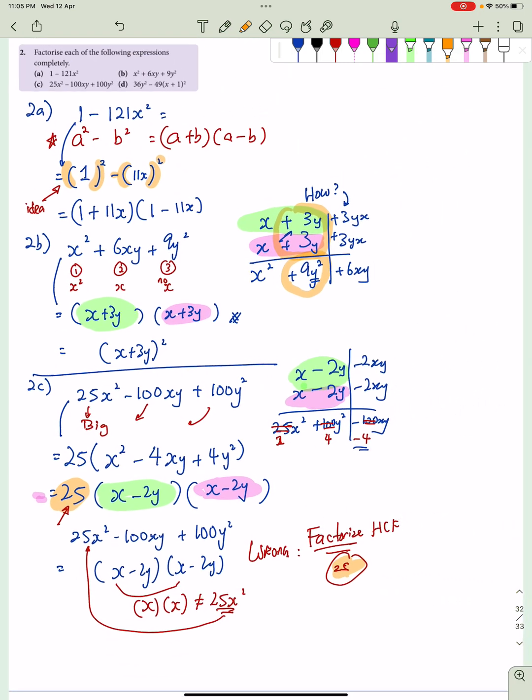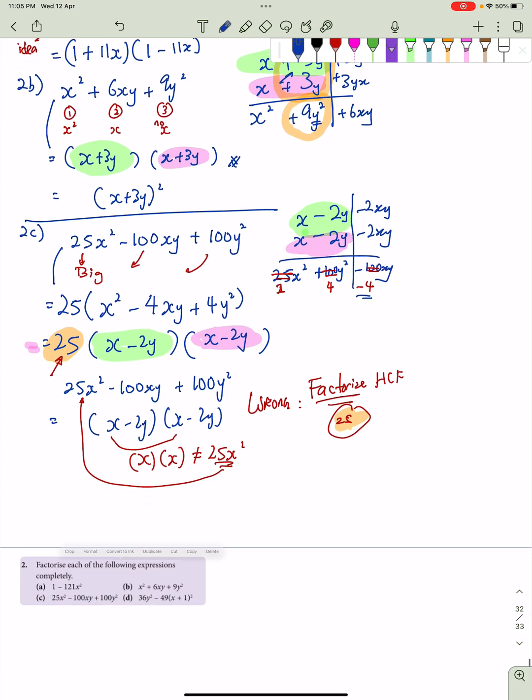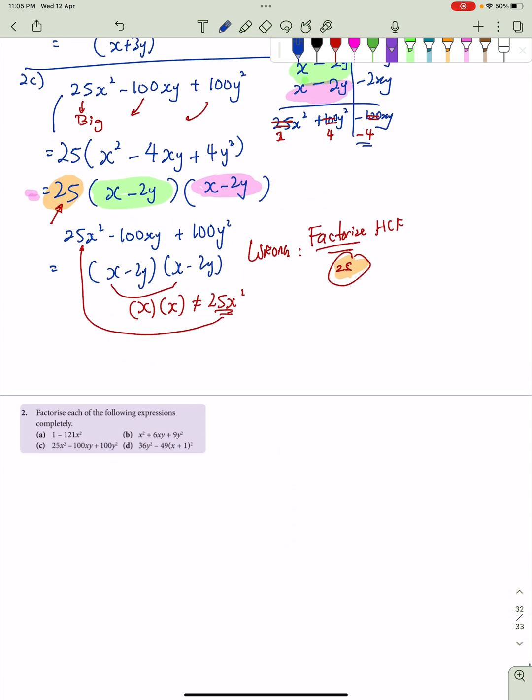So let me zoom out again. I have spoken about 2A, 2B, and 2C. So now let's go to 2D. Alright, so 2D, maybe we will use another page, and let's go. I think keeping here is fine. So 2D, right? I want 36y squared minus 49(x plus 1) squared. And if I look at this, then it looks like this is a giant a squared minus b squared.